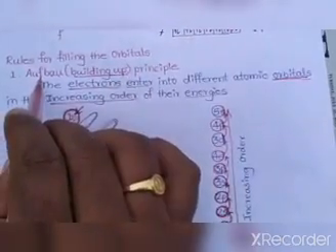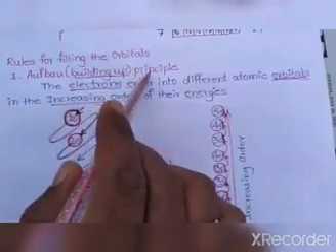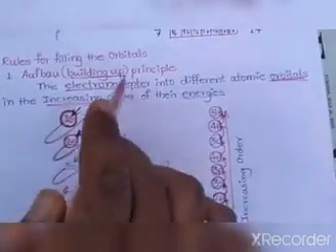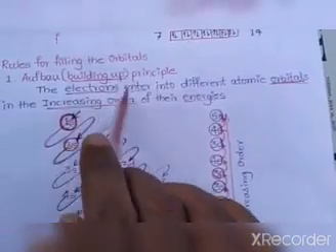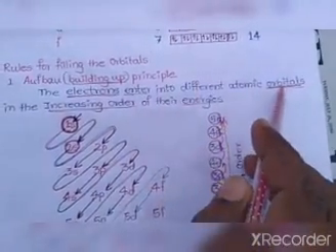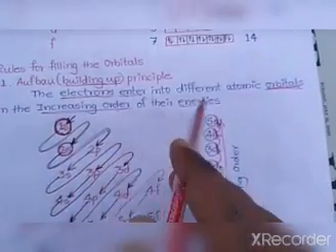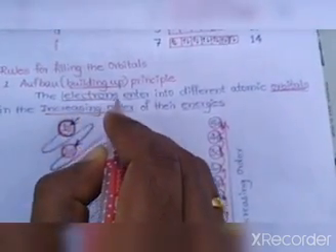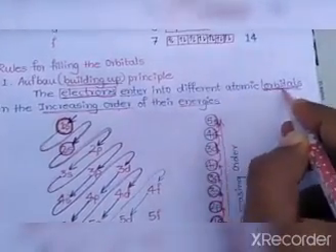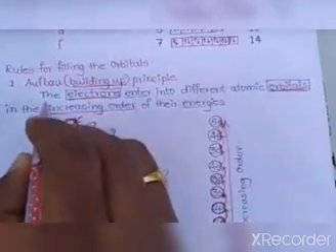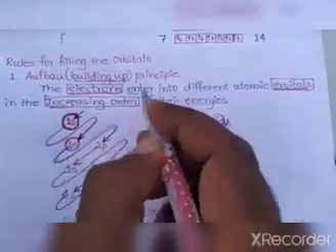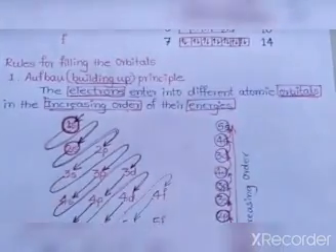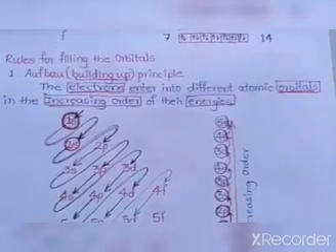In that, first we will discuss the first rule, that is the Aufbau principle. It is also called the building up principle. What does this Aufbau principle tell? Electrons enter into different atomic orbitals in the increasing order of their energy. Electrons fill the orbitals in increasing order of the orbital energy.